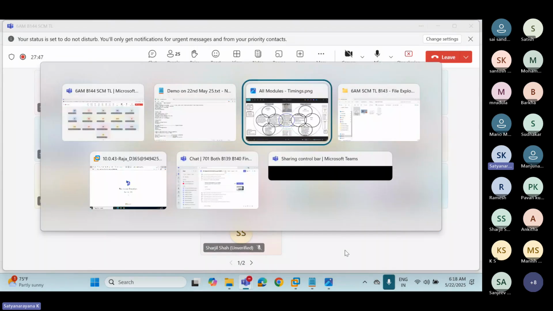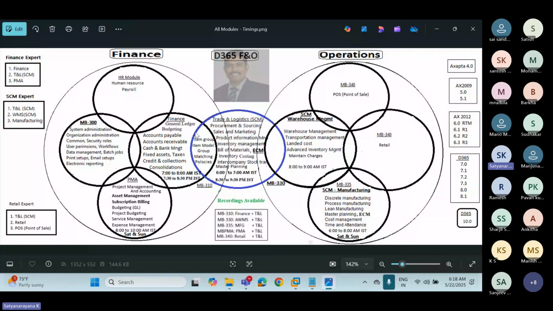And finance, let me just finish it in 1 minute. In SCM, supply chain management, you are going to learn procurement and sourcing, sales and marketing, product information management, inventory management, bill of material. Engineering change management is a new module. Inventory costing, intercompany stock transfer, master planning. Along with this, a few topics related to finance also. The finance team will learn a little bit about SCM, trade and logistics, and the SCM team will learn a little bit about finance.